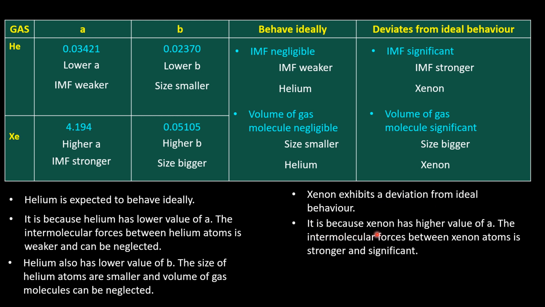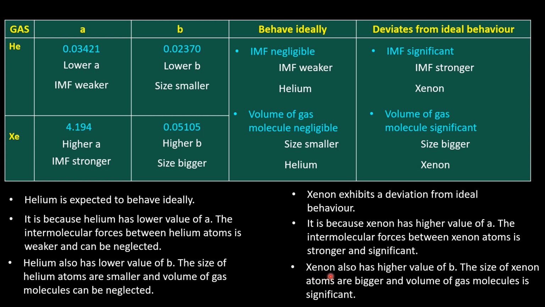It is because xenon has higher value of A, the intermolecular forces between xenon atoms is stronger and significant. Xenon also has higher value of B, the size of xenon atoms are bigger and volume of gas molecule is significant.